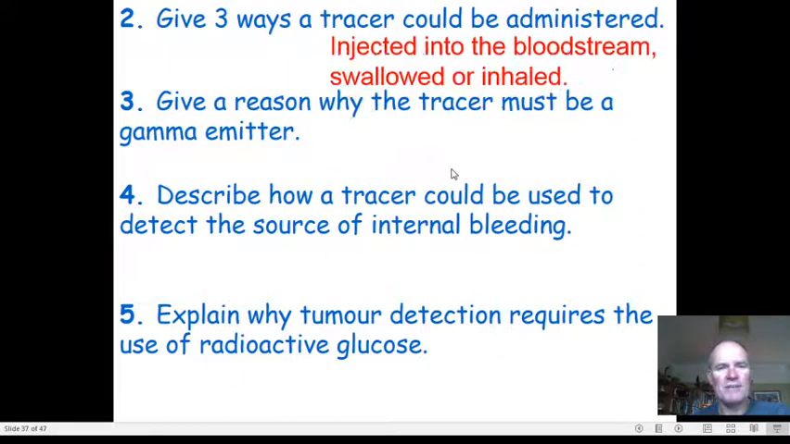Give 3 ways a tracer could be administered. We can inject into the bloodstream, we can swallow it. Again, it can be taken in through the digestive system, or inhaled. So we talked about injected and inhaled, but of course you can actually eat things, and people eat what are sometimes called barium meals. You eat something with radioactive material in it and it'll go through your digestive system, if the general area of interest is your digestive system. So there's those 3 there. Tracer must be a gamma emitter.